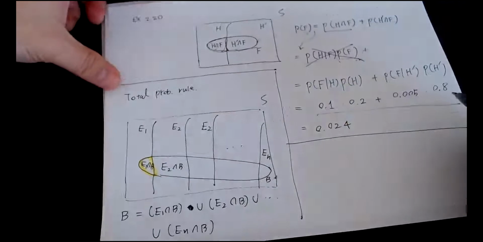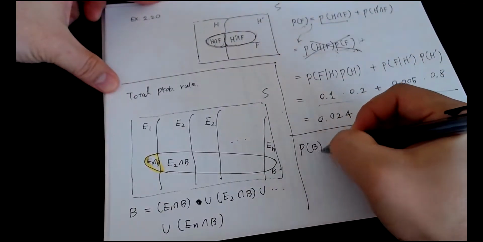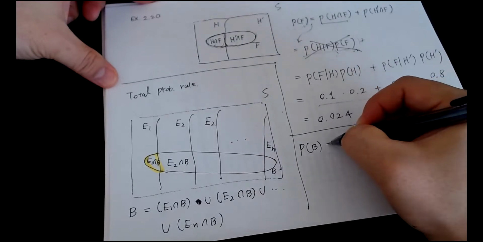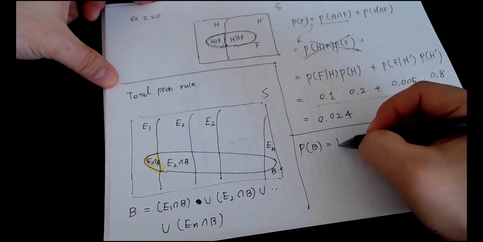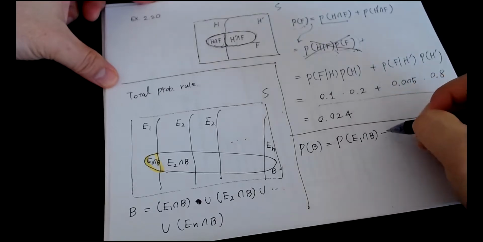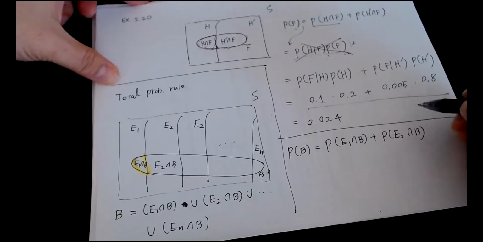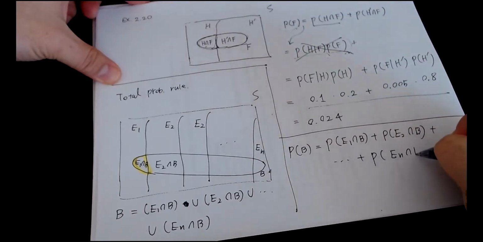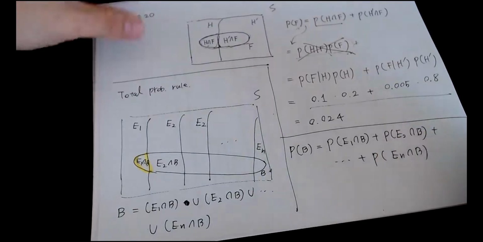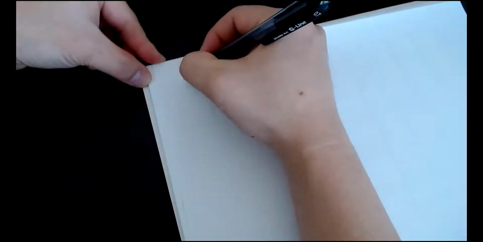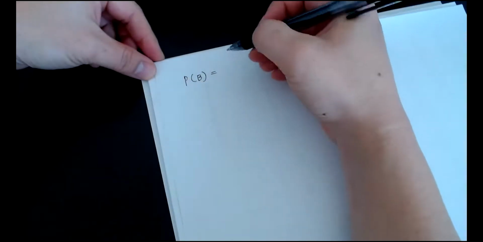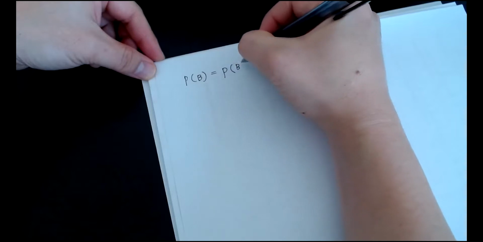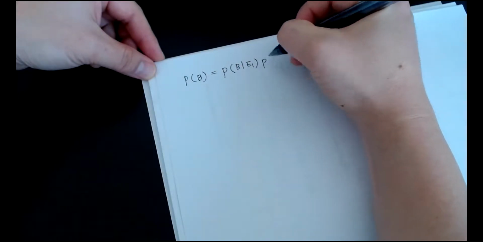So now let's find the probability. P of B can be expressed as the probability of E1 intersection B plus the probability of E2 intersection B, plus through the probability of En intersection B. Now we apply the multiplication rule for each term. Then we got P of B is equal to the probability of B given E1 times P of E1, plus P of B given E2 times the probability of E2.